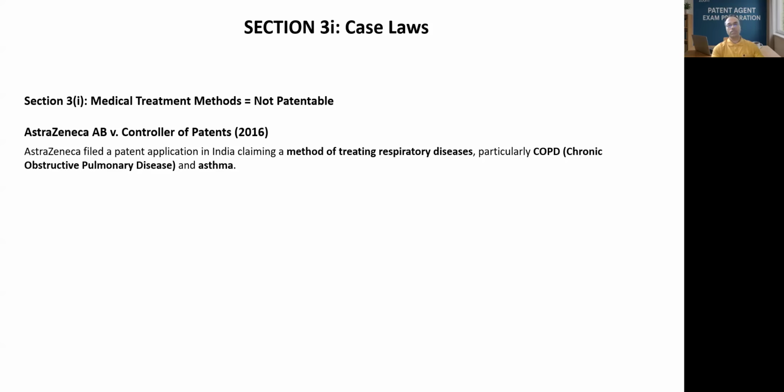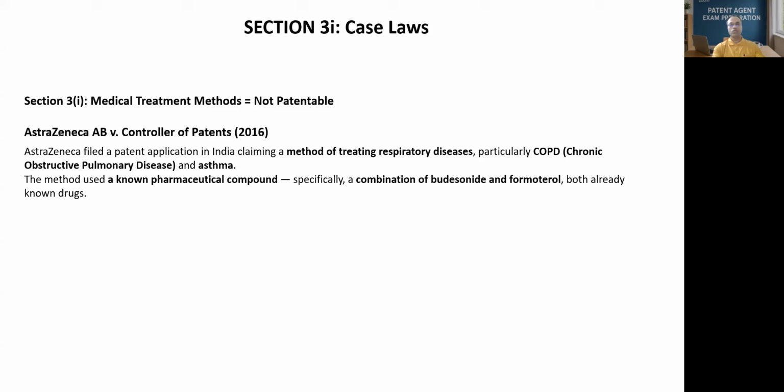So AstraZeneca, they filed a patent application in India. और उनका patent किस पे था? तो treat the respiratory disease, chronic obstructive pulmonary disease and asthma. So what they used, there are two medicines, budesonide and formoterol. So there are two drugs that can be used to treat asthma kind of condition. दम फूलता है, सांसें फूलती हैं, बहुत सारे बच्चों में हो जाती है, and also due to allergic reactions हो जाती है. काफी लोग बच्चों में या बड़े में भी सर्दी होने के बाद ब्रीथिंग प्रॉब्लम होती है. So budesonide and formoterol, ऐसा कुछ combination they proposed.